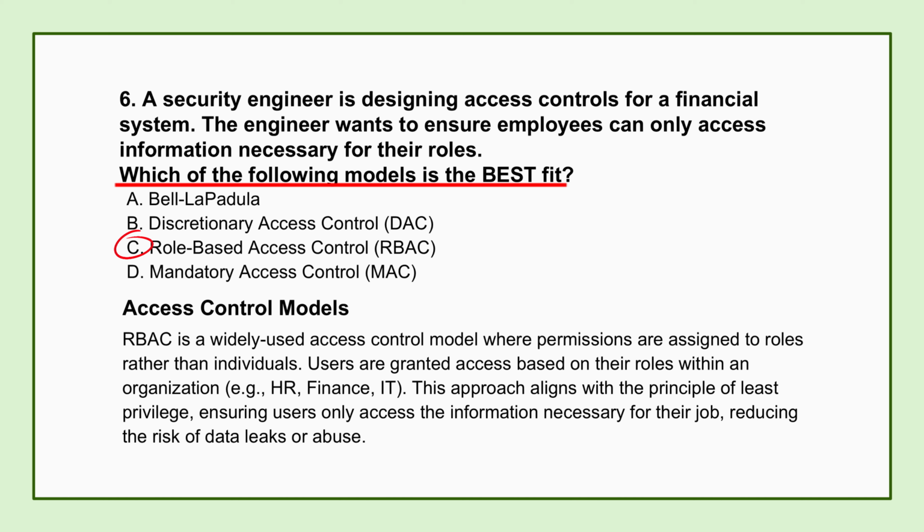As opposed to the other models, like DAC. Well, discretionary access control, DAC, lets resource owners decide access. That can get messy and inconsistent in a structured environment like a bank. Mandatory access control, MAC, is very strict, often based on security labels like confidential or secret. It's powerful but can be complex and inflexible for typical business workflows. RBAC usually hits that sweet spot, structured, manageable, enforces least privilege effectively for most organizations.